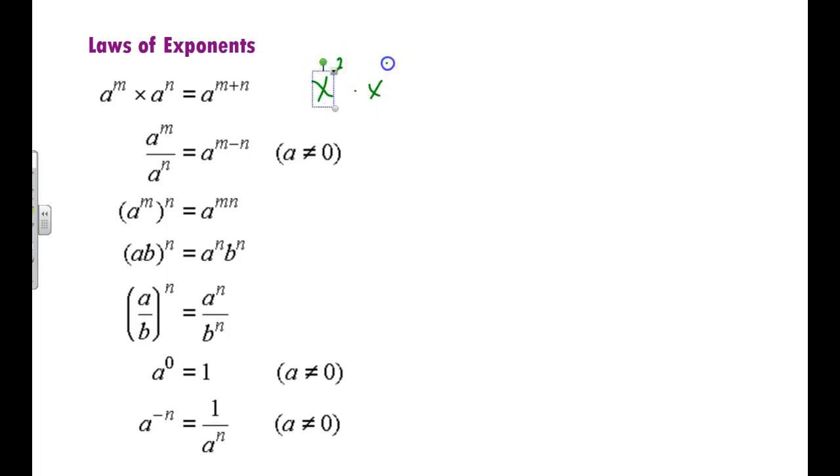x squared times x cubed. You rewrite the base and add the exponents. The reason that you do that is because x squared is literally x times x, and x cubed is x times x times x, and then all together that's x to the fifth.